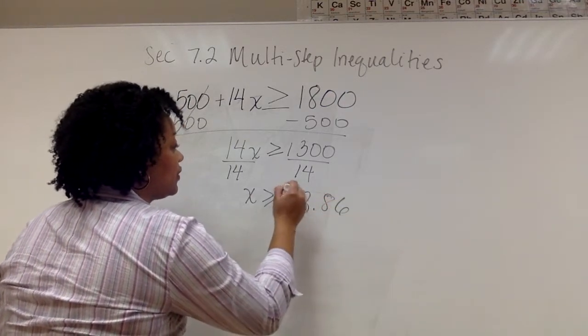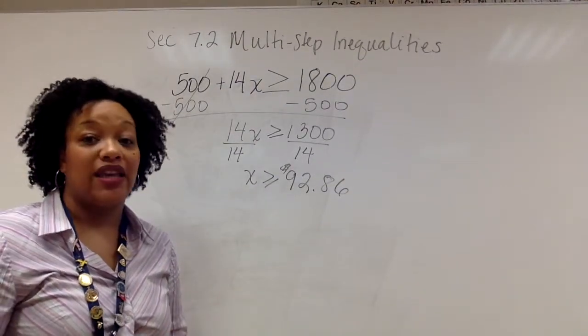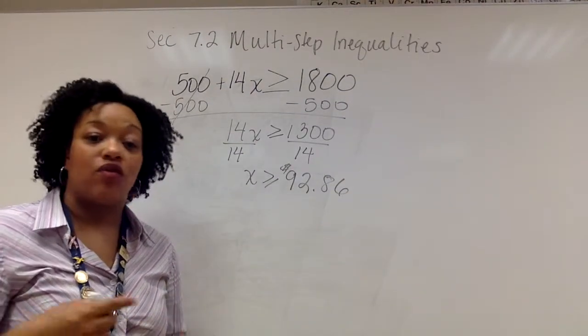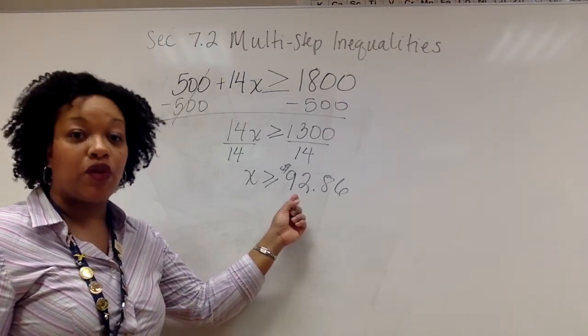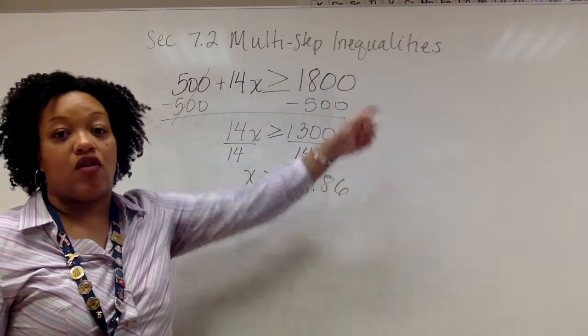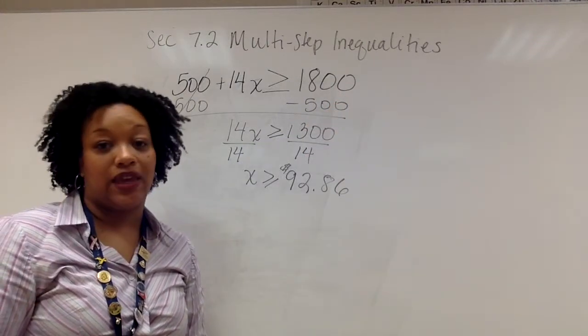$92.86. Now notice, I didn't say 92.8. We're talking money, so I don't need to estimate or round or anything. You need to save this much per week to meet your goal. Or you could round if you wanted to say, okay, I need to save $93 a week.